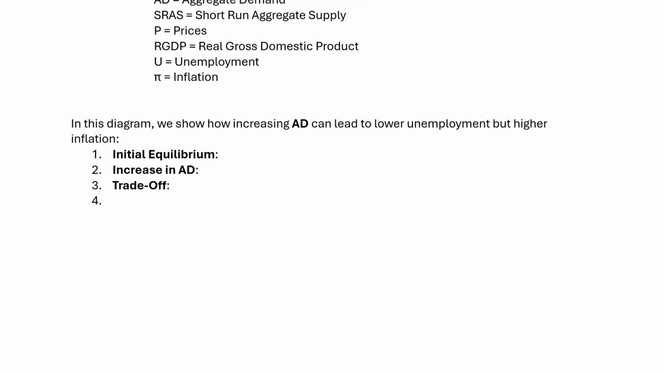Okay, so as usual, we're going to have to provide some commentary to go along with this. I've said that in this diagram, we show how increasing aggregate demand can lead to lower unemployment but higher inflation. So let's move through and provide some commentary. The economy starts at point A, where AD1 intersects AS at price level P1 and output Y1.